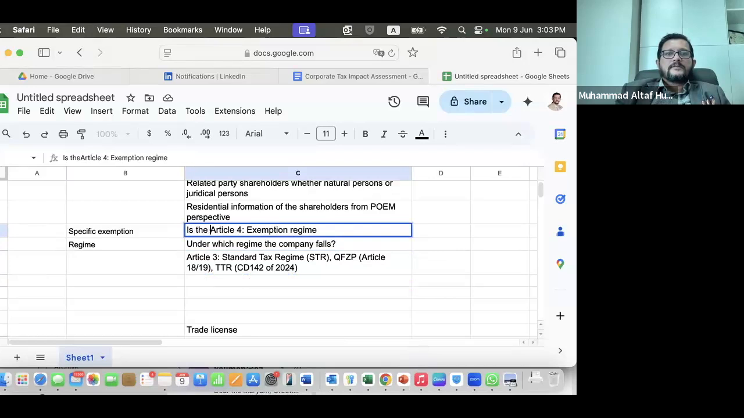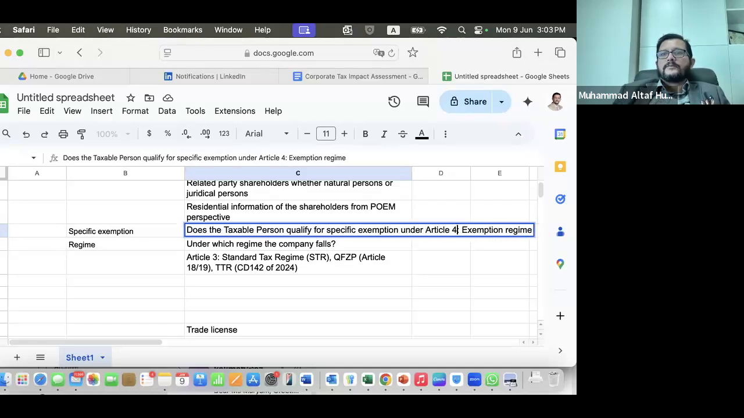Is the company, does the taxable person qualify for specific exemption under Article 4 exemption regime, right?